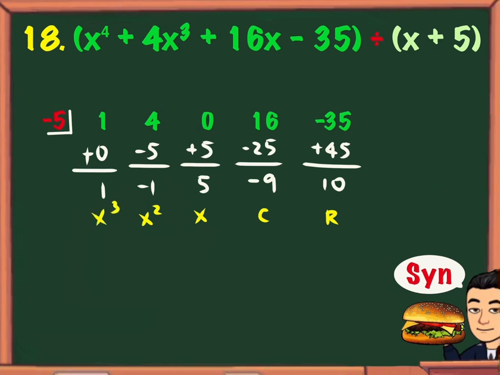So let's go ahead and express the answer as x cubed minus x squared plus 5x minus 9 plus 10 over the divisor, x plus 5. And that's your answer.